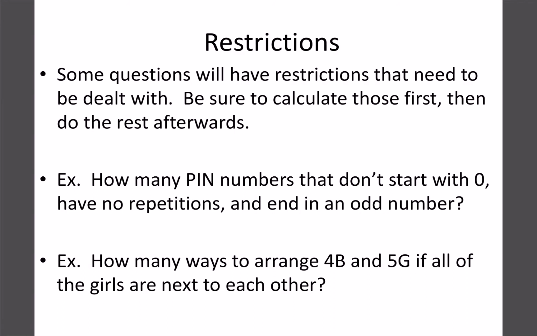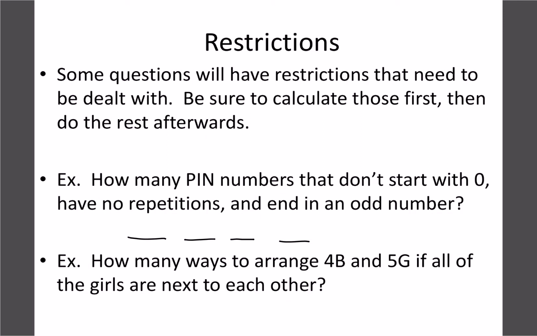When you get questions that have restrictions, what you want to do is basically deal with those restrictions first. And typically using the fundamental counting is usually the best choice. So when you do these repetition type questions, factorial works good. And after that, make sure you deal with it as fundamental. So this first one is, how many pin numbers don't start with a 0, have no repetitions, and end in an odd number? So we got a 4-digit pin number again.